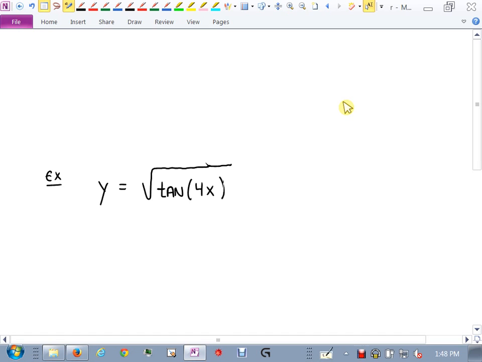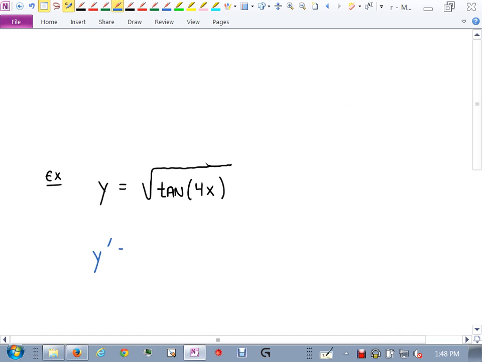So we have the onion-wise, the inside is what? 4x. Can you handle 4x? If I give you 4x, can you take its derivative? Sure. Okay. Outside of that, we have tangent. Do you know the derivative of tangent? Yes. Okay, outside of that, we have square root. Can you handle the derivative of a square root? Yes? All right, so let's try it.